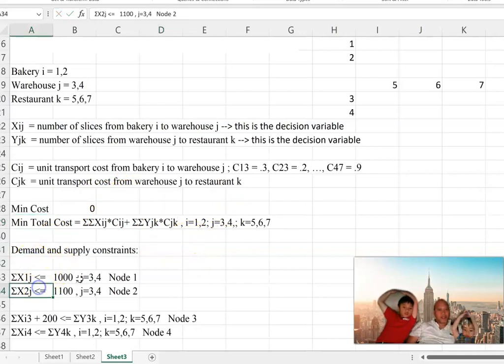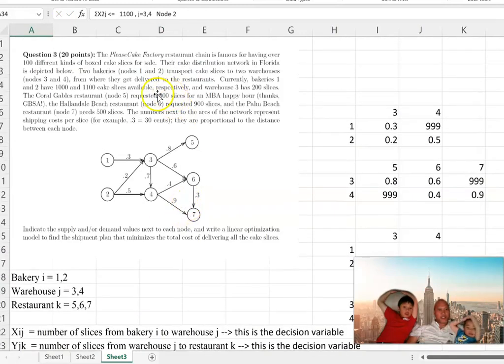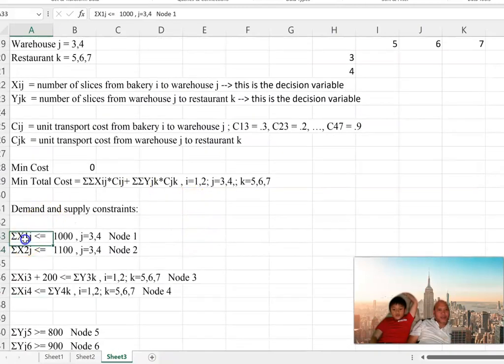Now we have the demand and supply constraints. The first one is that you have 1,000 and 1,100 cake slices from bakeries 1 and 2, so there's 1,000 coming out here and 1,100 coming out here. Also you have 200 already in warehouse 3, and 5 needs 800, 6 needs 900, and 7 needs 500 slices. So we put it in here: 1,000 and 1,100 will be coming from nodes 1 and 2. That's how you represent it.